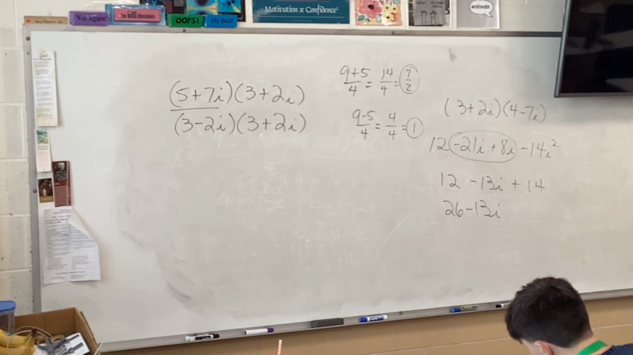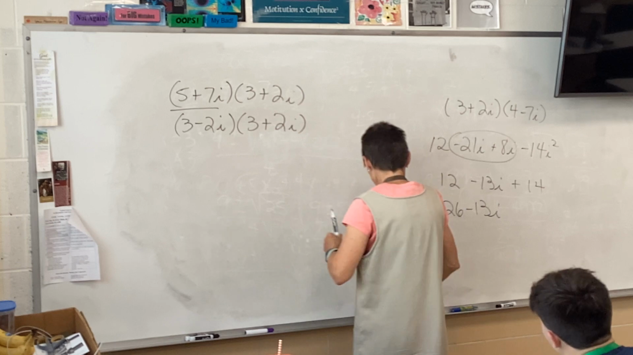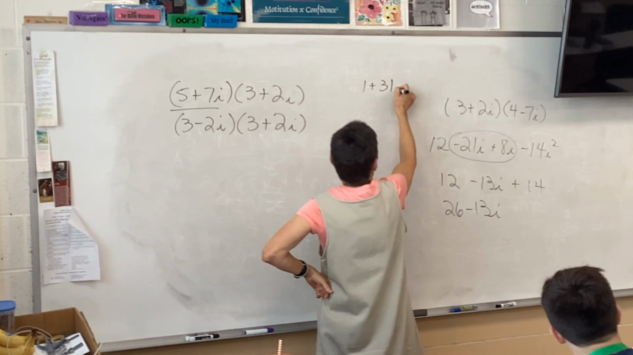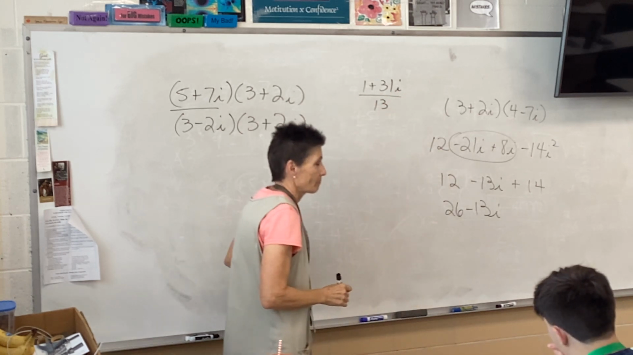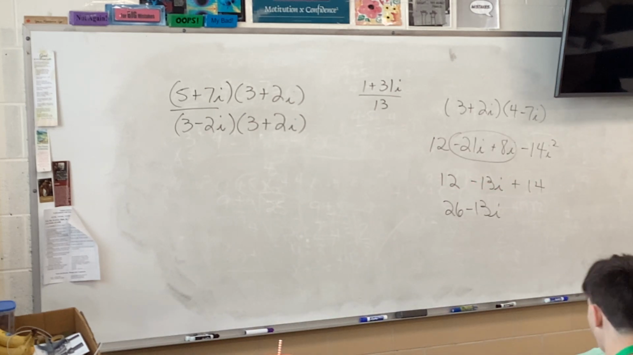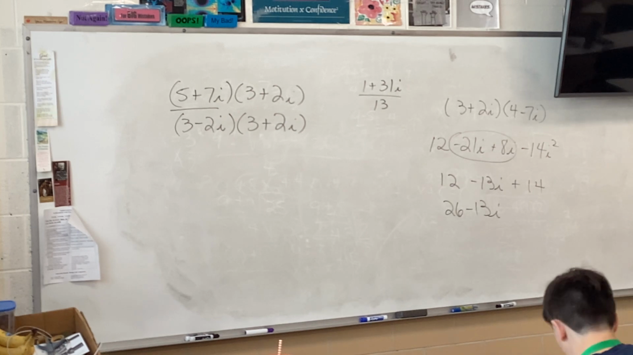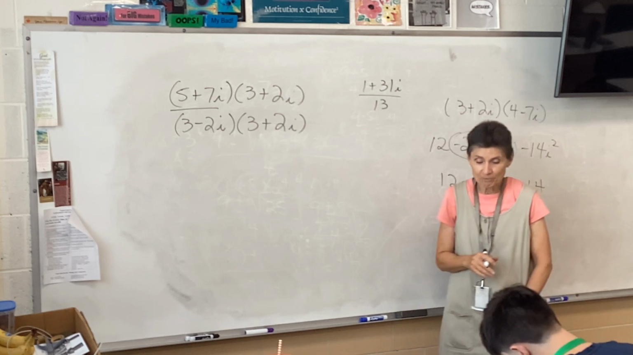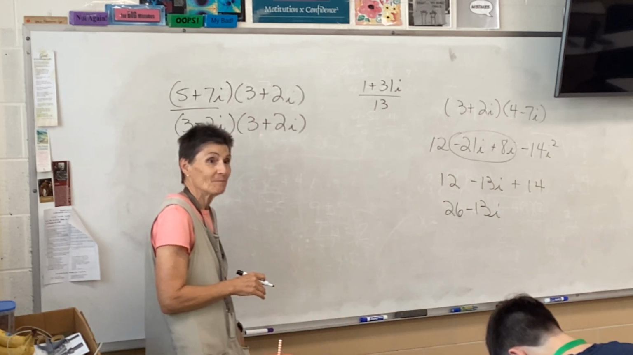Already done, Jared? Yeah. Tell me what you got. What's your final answer? Let's see if you get up there. 1 plus 31i over 13. Over 13? I don't know if that's right, guys. Might be right. Jared said it was right. That's probably right. But do you agree? So we have 2 votes for this. Another vote for that?